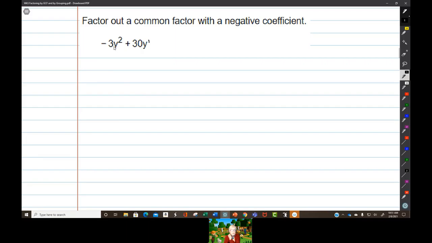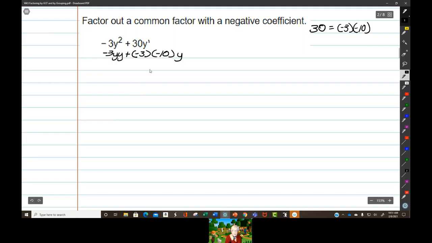But notice that both terms have a y, so I can pull out a y also. So this is negative 3 times y times y plus, to get positive 30, to get a negative 3, I need to multiply negative 3 times negative 10. That's positive 30. So negative 3 times negative 10 y. Cool, cool beans.